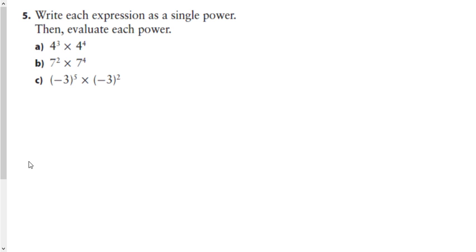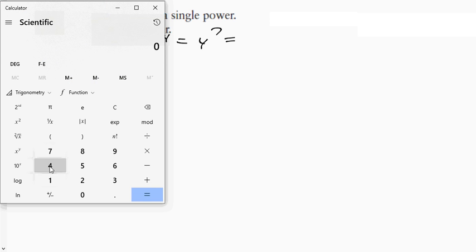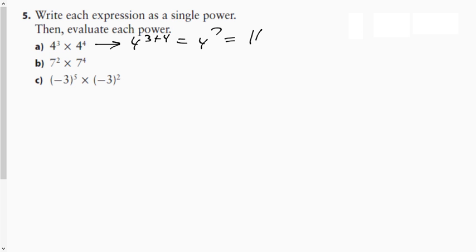So with the first question, we actually have two powers that have the same base, and we're multiplying together. The rule is keep the base and add your exponents to get a final answer of 4 to the 7. When we evaluate that, 4 times 4 times 4 times 4 times 4 times 4 times 4, it's easier to go 4 to the exponent of 7, which is 16,384.